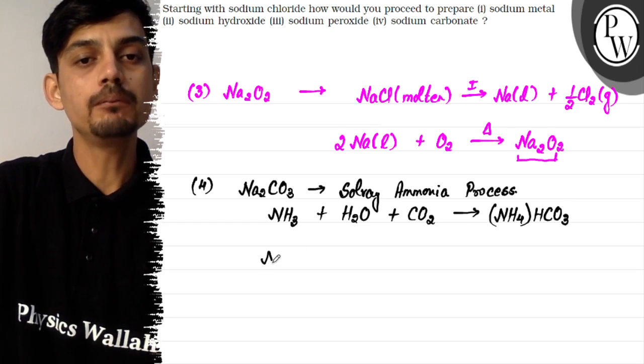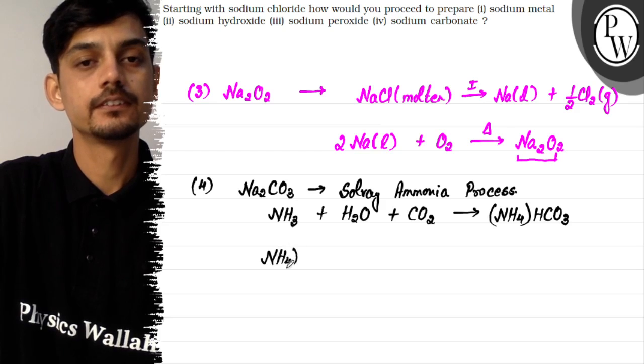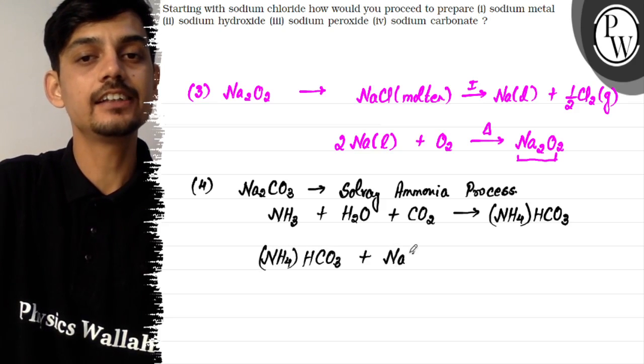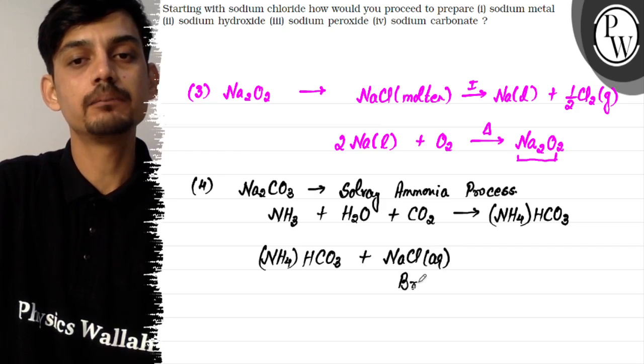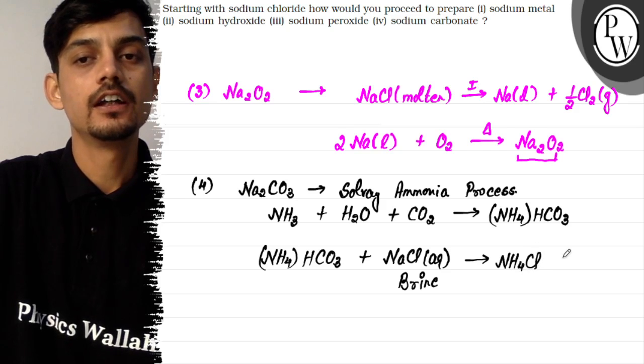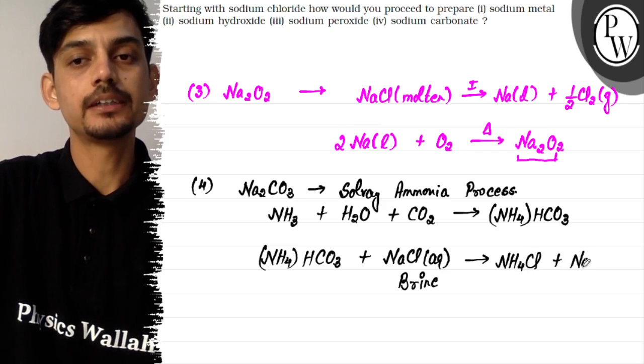Now this ammonium bicarbonate is treated with brine solution. That means aqueous NaCl solution. So this ammonium bicarbonate is again treated with brine solution, and then we get ammonium chloride in the solution, and sodium bicarbonate is precipitated out. Due to its low solubility, sodium bicarbonate is precipitated out.